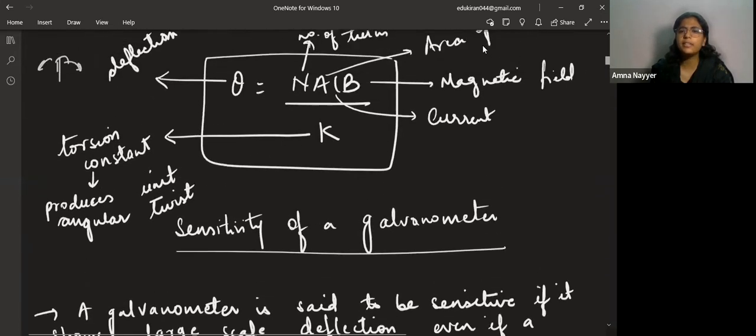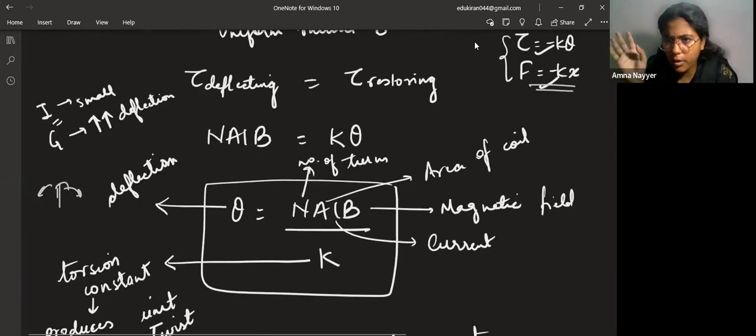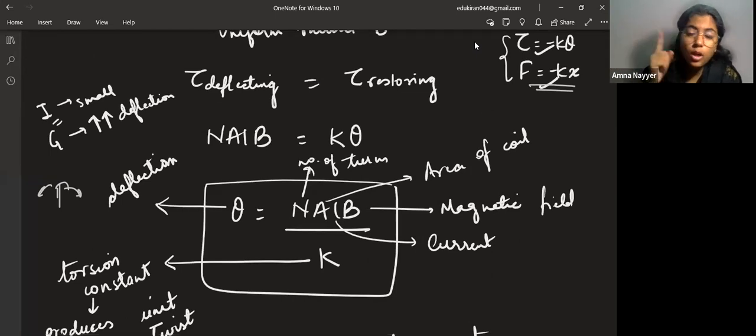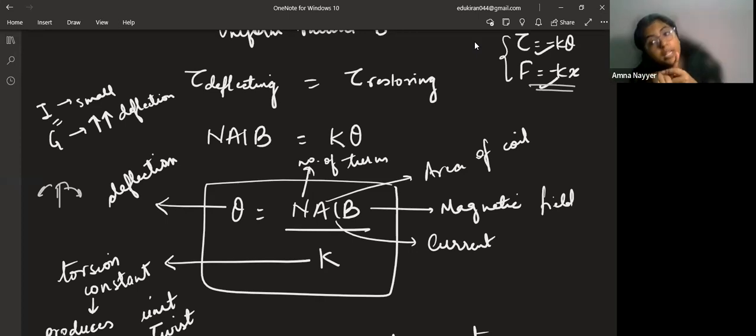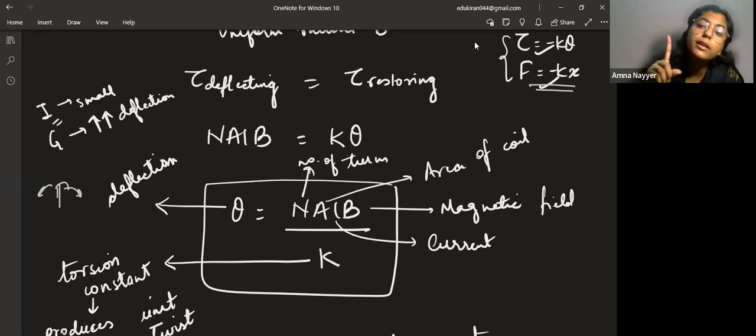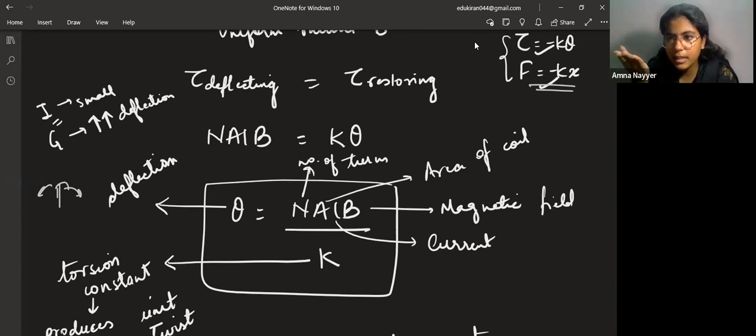Before moving to sensitivity, just remember there's a deflecting torque and there's a restoring torque. The deflecting torque is the torque that is because of the magnetic moment, because of current and magnetic field. So torque is allowing the spring to move. But whenever a system is in SHM, or even if it is not in SHM, we have studied that the restoring torque tends to bring the object back to its mean position. So the deflecting torque will be balancing the restoring torque. Deflecting torque is NAIB and restoring torque is K theta.